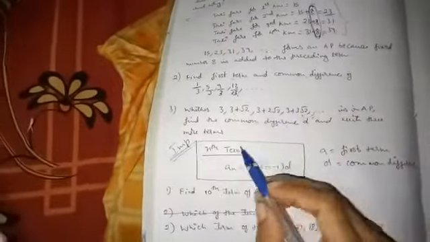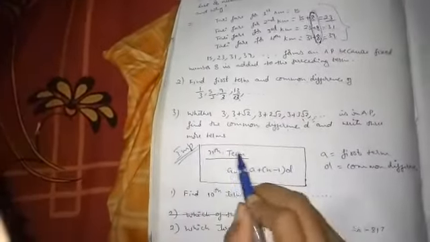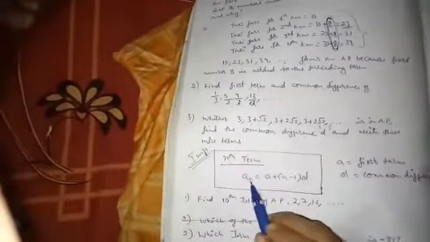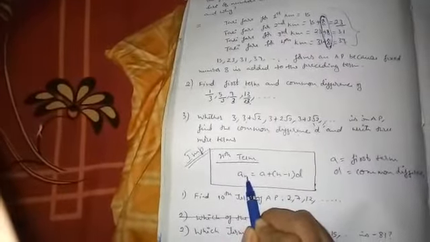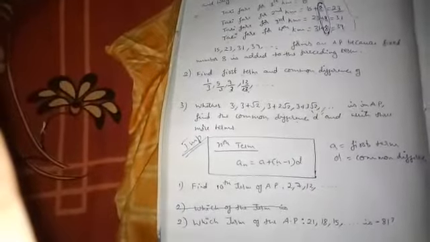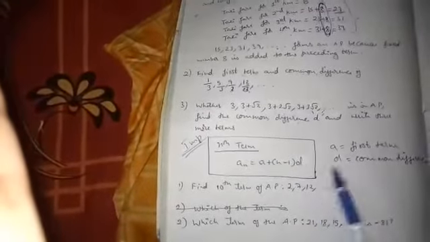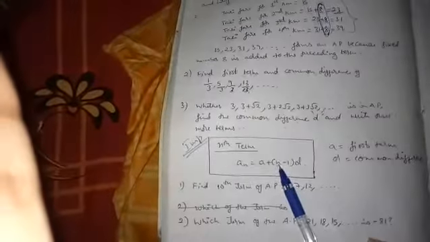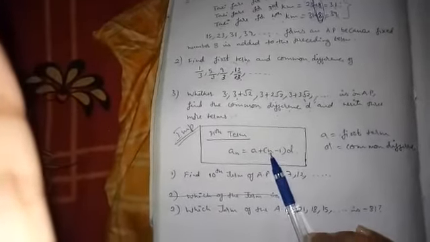Next, this is the important formula, the nth term. To find the nth term, the formula is an equals a plus (n minus 1) into d, where a is the first term and d is the common difference. What is n? n depends upon the question. If they ask you to find the 7th term, n becomes 7. If they ask you to find the 10th term, n becomes 10, like that.